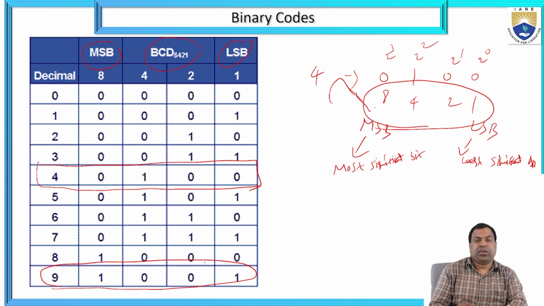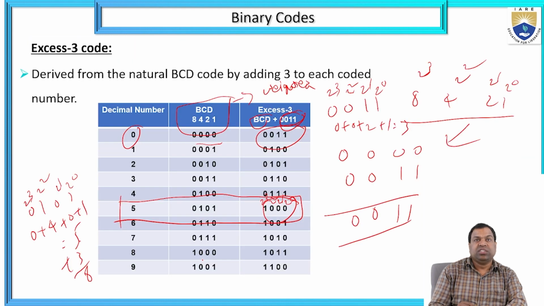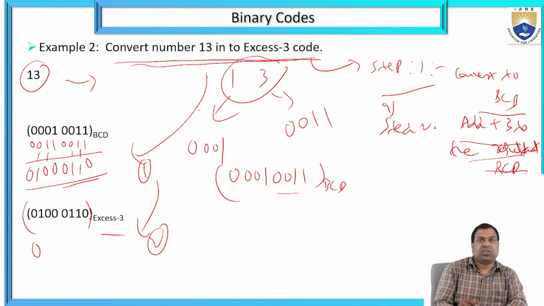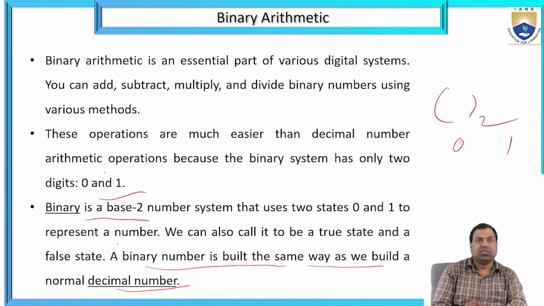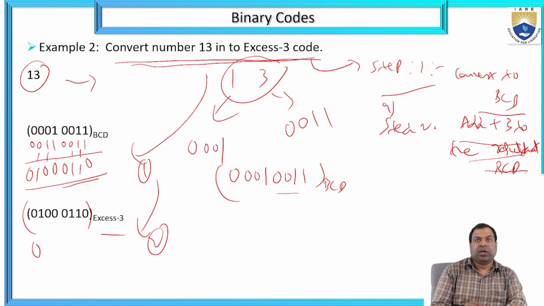8421 is a weighted code, that is binary coded decimal. The 8th position on the left is the most significant bit, and the rightmost first position is the least significant bit. Now the XS3 code: for the resultant BCD we add plus 3, that is called XS3. So 13 is there, convert to XS3. That means we convert 13 to binary BCD, and after getting the BCD we add plus 3 to it, and that is the XS3 code. So that is about the binary code.